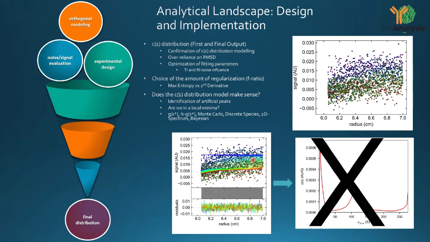Max entropy, know the limitations of it versus second derivative. Again, know the limitations. The identification of artificial peaks. Are we in a local minima? How does this stack up to different types of modeling? And once you have that locked, it really doesn't change unless the sample is changing. And that's what we are trying to push here.